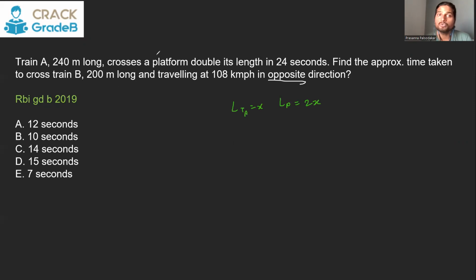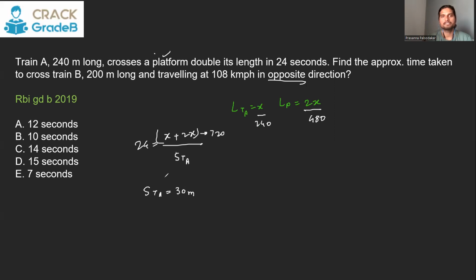So first formula you are going to use is to cross the platform. So time to cross a platform is equal to length of train plus length of platform upon speed of train. Now speed of train A we don't know. Length of train is given, so 240 is given, and platform is going to be 480. So 240 plus 480, this is going to be 720. So speed of train we can calculate from here is 30 meters per second. 30 meters per second is the speed of train A.